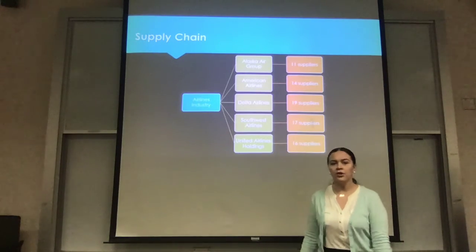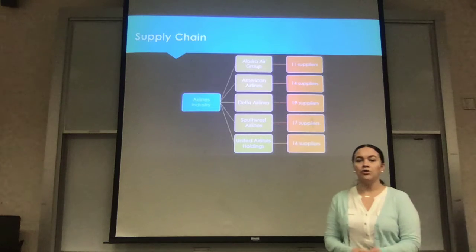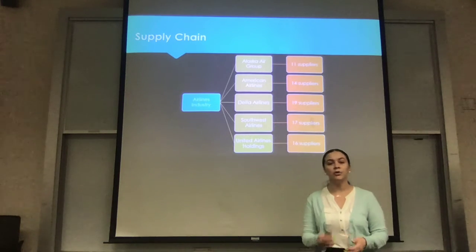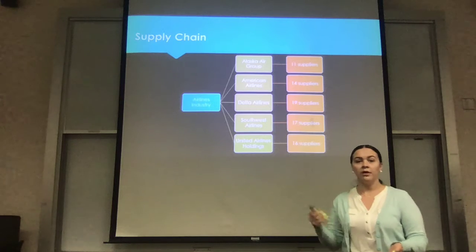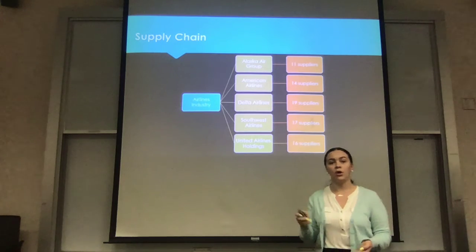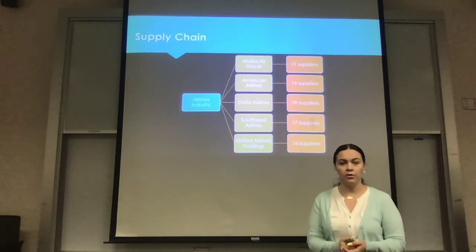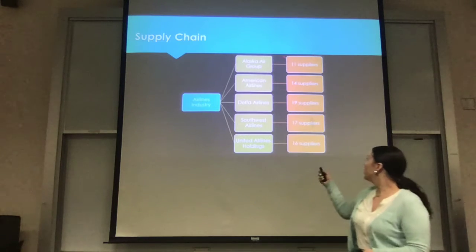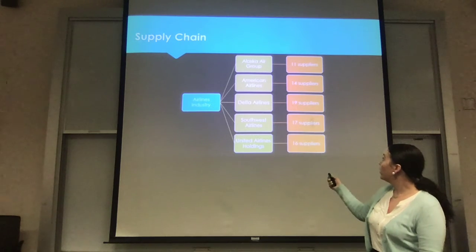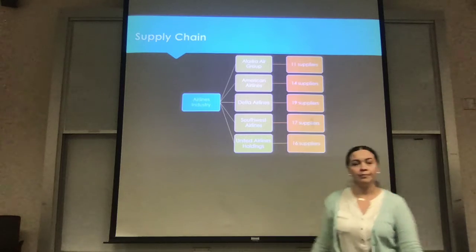This is just a supply chain of each company. As you can see, there are no listed customers because each company's customers are just individual consumers. You will see here though that their suppliers range between about 10 and 20.